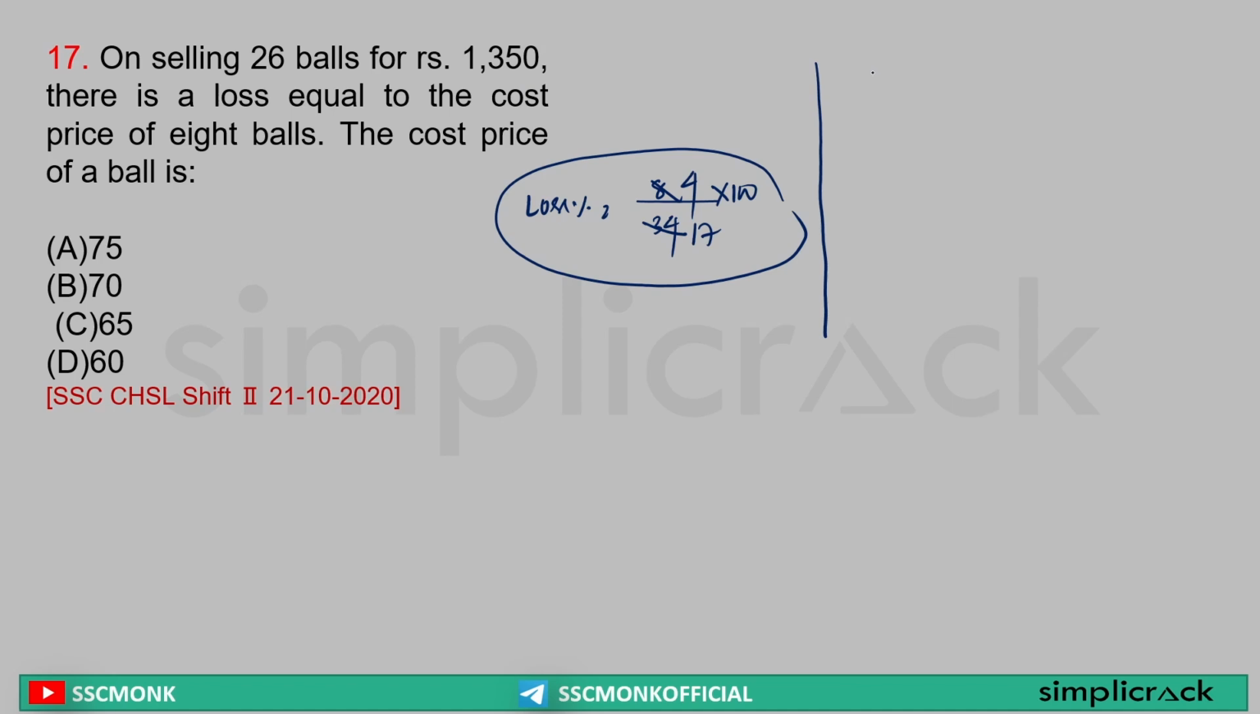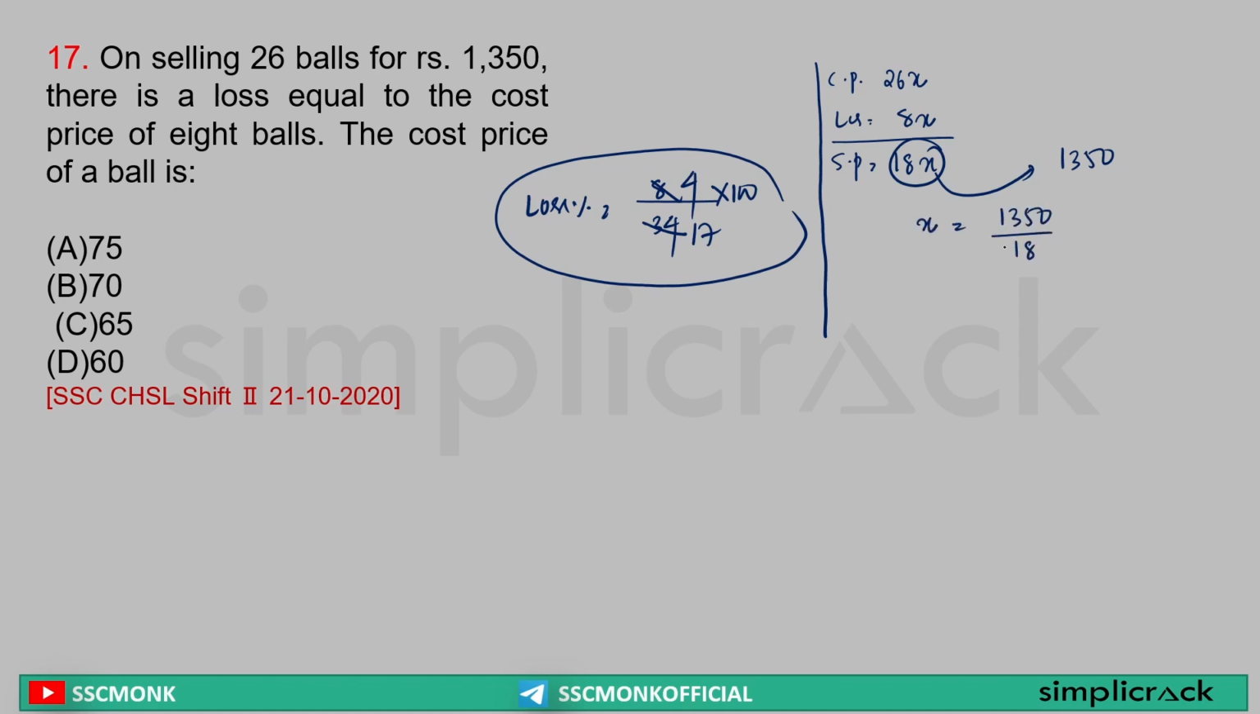Sir, the cost price of each article is X. So the cost price of 26 articles is what? 26X. Now loss is happening. This is the cost price. Loss is happening of the cost price of 8 articles. That means 8X. So the sales price is what? Sir, the sales price is 18X. Now this 18X is equal to what? 1350.